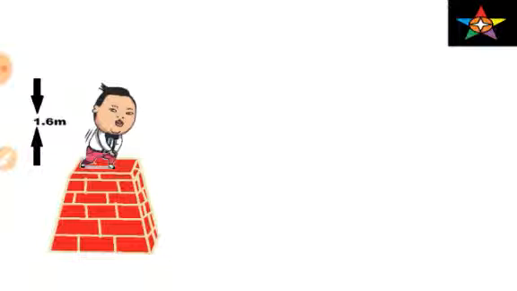Our question is: a statue 1.6 meter tall stands on top of a pedestal. From a point on the ground, the angle of elevation of the top of the statue is 60 degrees, and from the same point the angle of elevation of the top of the pedestal is 45 degrees. Find the height of the pedestal.